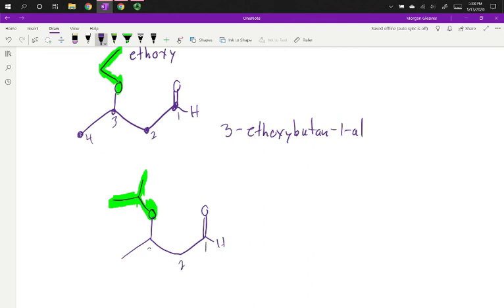We go 1, 2, 3, 4 again. This is a 3-isopropoxy. So isoprop was the name for being attached to the middle. Oxy for being ether, so ethoxy, methoxy, isopropoxy, which you'll usually hear said isopropoxy, just the way we break it up in English. But isopropoxybutan-1-al. And so that's the introduction to ethers.